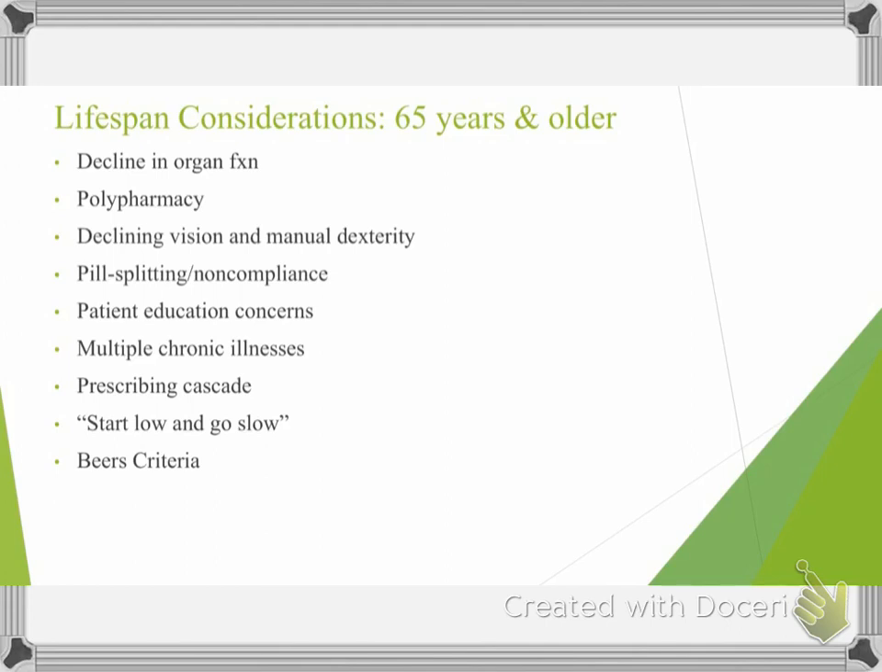So in general, for 65 years and older, we're going to start low and go slow because we understand that they're not going to metabolize these medications as quickly. They're not going to be excreting them as readily as they should. And then there's the Beers criteria. This is used to identify drugs that may be ineffective or cause adverse drug reactions in older patients. It's a list, so it's always good to look at that to see if they fit in the Beers criteria.